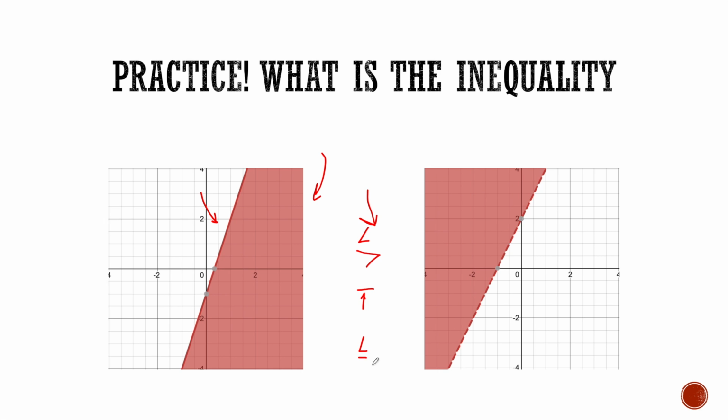The next thing I want to do is find the equation of this line. We know this is a linear inequality, which means this is a linear equation. This means we can use slope-intercept form to find the equation of the inequality. Doing so, we're going to have y. The next thing we have to do is find the slope. I'm going to pick 2 points. I'm going to pick one here and pick one here.